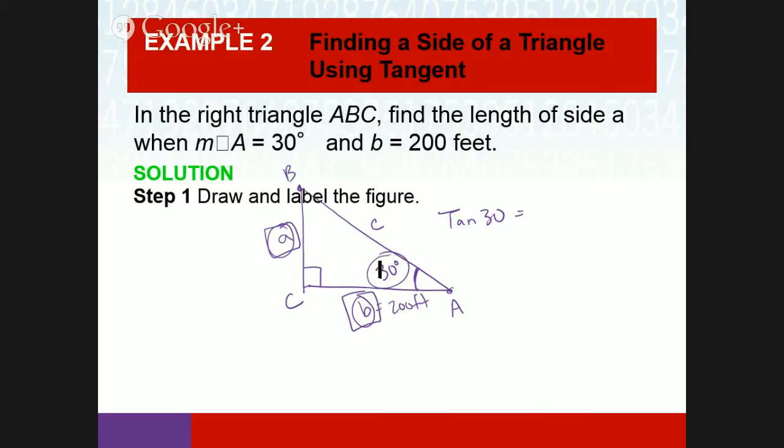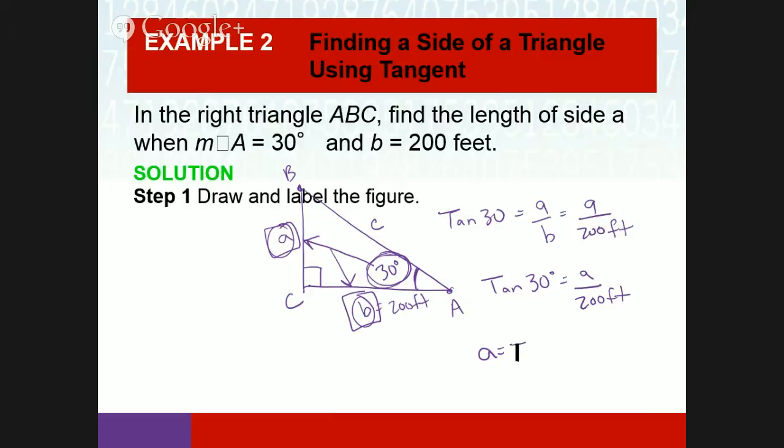So if I said tangent of 30, what would tangent of 30 equal? Tangent of 30. So this is my 30 degrees. Good. A over B, right? And I know B is 200. So I have tangent of 30 is A over 200. How would I solve for A? Yeah, so A is tangent of 30 times 200.